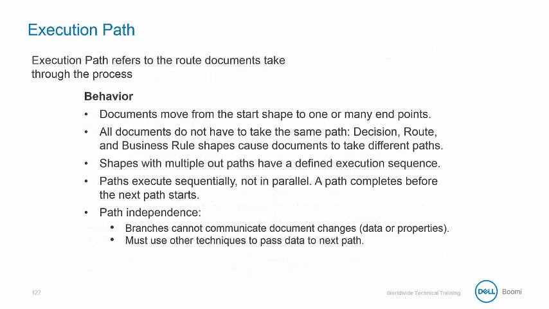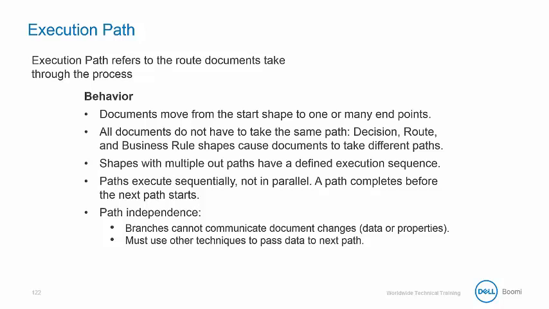Each document takes an execution path through the process. Different documents can take different paths, and routing shapes can cause different documents to take different paths. But per shape execution, all documents move in step in a branch. Paths execute sequentially, not in parallel, which means a path completes before the next path starts. So true before false in a decision shape, accepted before rejected in a business rules shape.